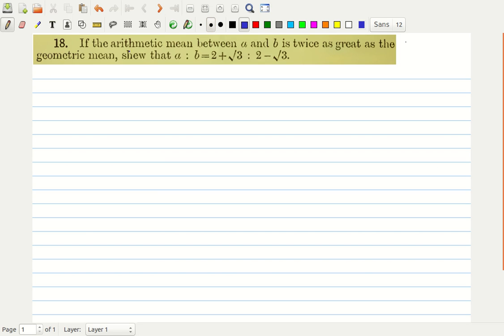If the arithmetic mean between A and B is twice as great as the geometric mean, prove that A is to B is 2 plus root 3 is to 2 minus root 3. So let us say we have two numbers A and B. So what is the arithmetic mean going to be? Arithmetic mean is going to be A plus B divided by 2.